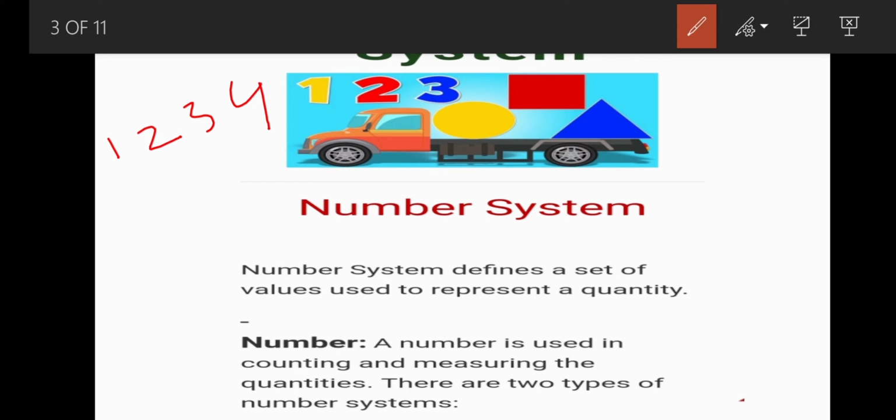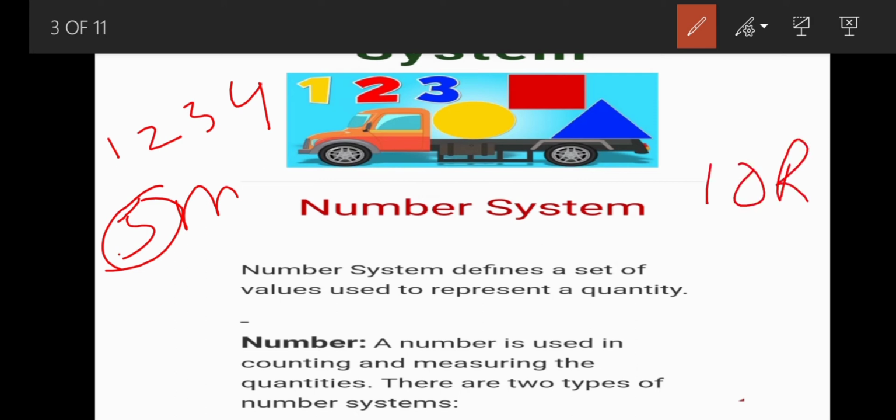Measuring means if I measure a row as 5 meter, here 5 represents a number. If I say I have 10 rupees, here 10 is a number. So a number is also used for measuring the quantity.